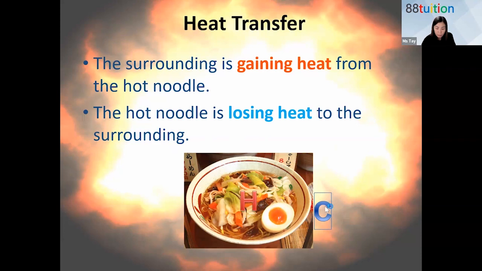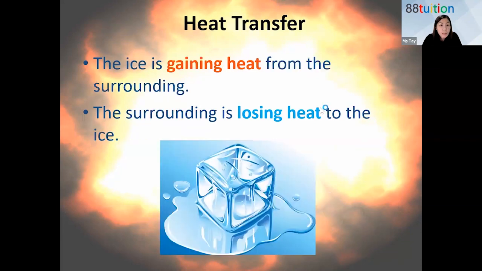Okay, so hot to cold, heat will move from a hotter place to a cooler place. Any question here? Now, if we talk about something that is cold, maybe this piece of ice. This piece of ice is gaining heat from the surrounding, right? So the surrounding is losing heat to the ice. So how does the heat flow? The heat flows from the surrounding to the cooler ice. The surrounding is warmer, the ice is cooler. What is the temperature of ice? Quickly type into the chat. What is the temperature of ice?